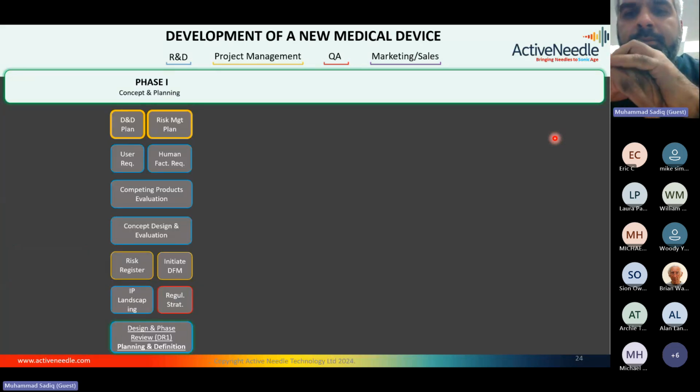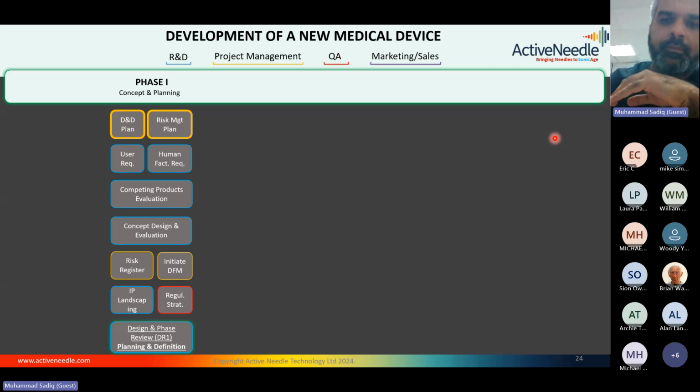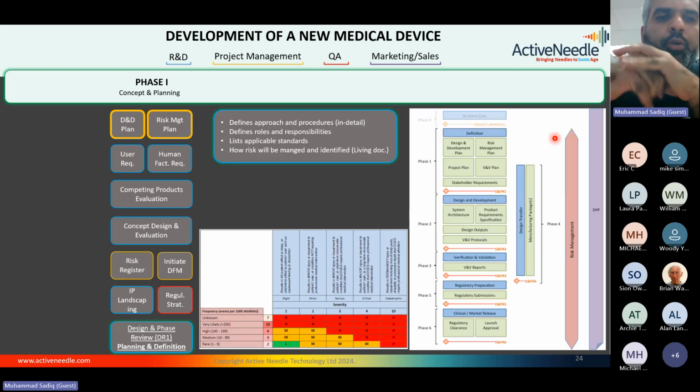Phase one is the design and development planning, where you essentially come up with a design and development plan. You describe the approach and the procedure in detail, how you're going to go about designing and developing this particular medical device. Roles and responsibilities are very important, as I've highlighted before as well. It's a team project. It's a team.